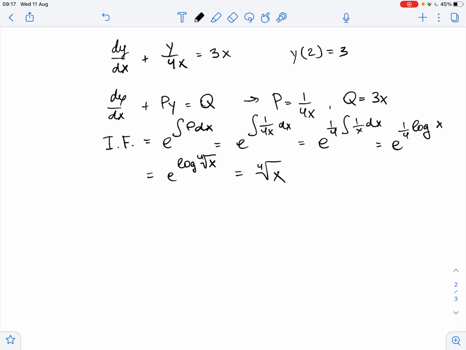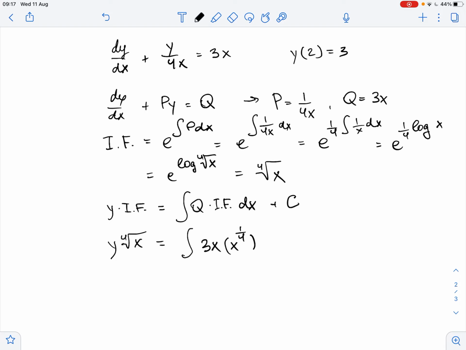Well, now let's find the general solution. So y times integrating factor equals the integral of q times integrating factor dx plus arbitrary constant c. So y times the fourth root of x equals the integral of 3x times x to the power of 1 over 4 dx plus arbitrary constant c.